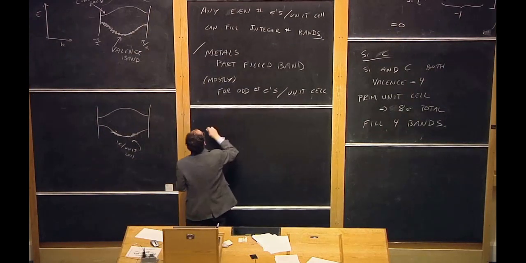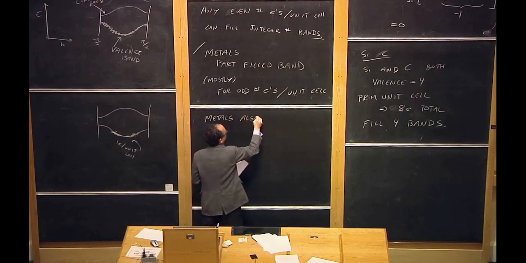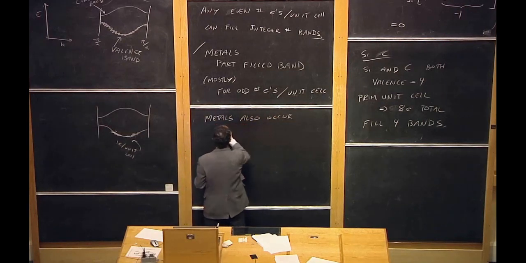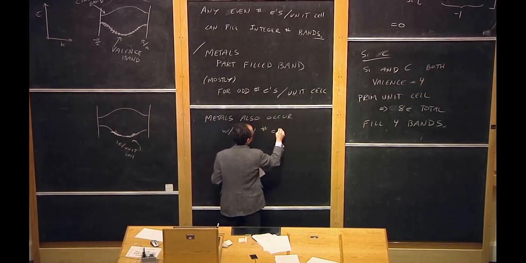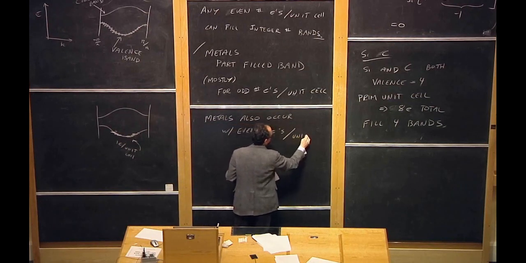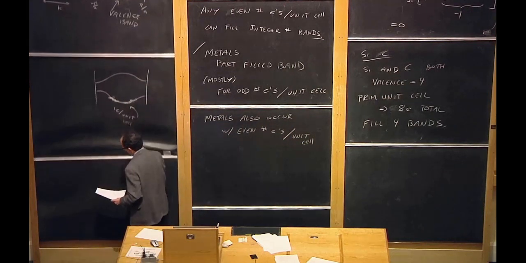However, metals can also occur with an even number of electrons per unit cell. Also something I mentioned a couple weeks ago when we discussed the tight binding model.